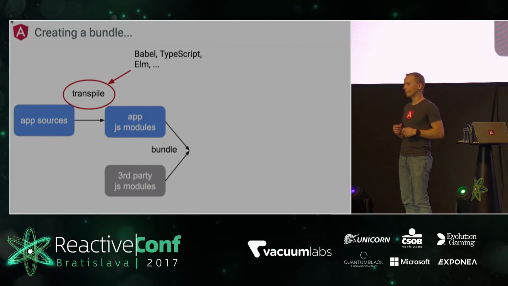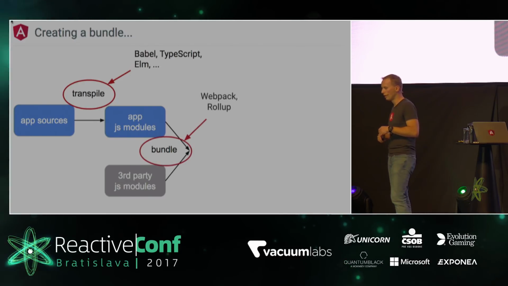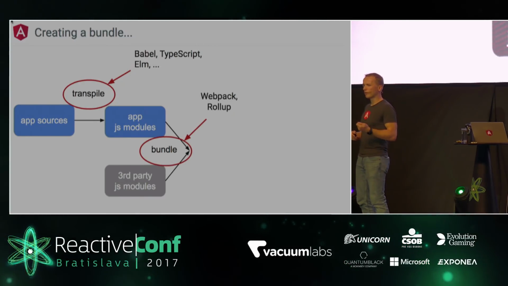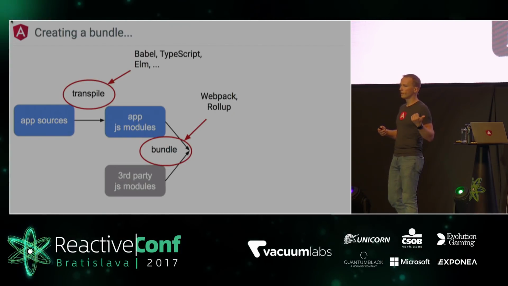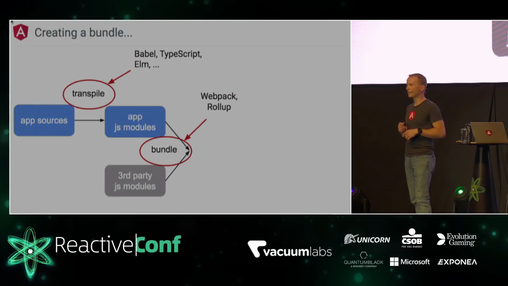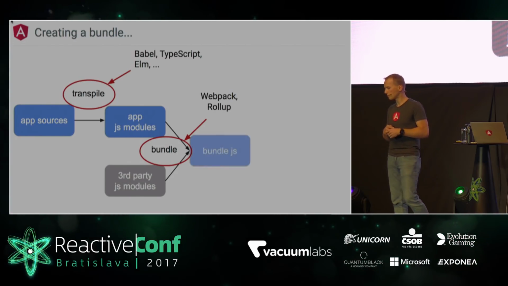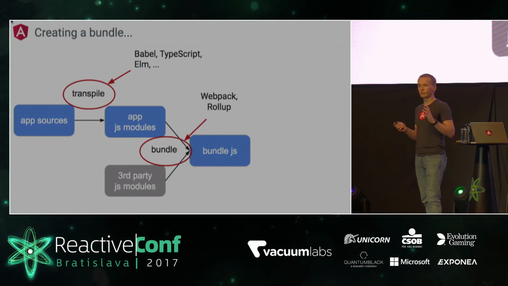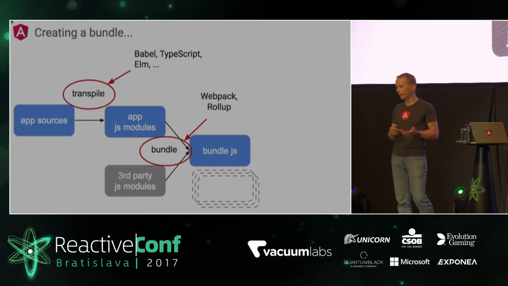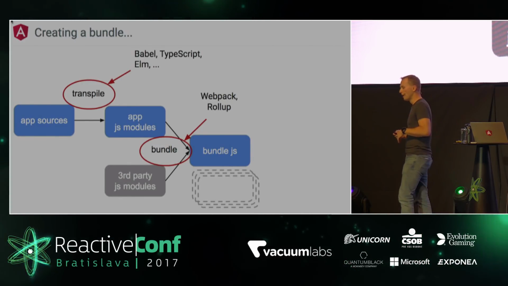And we need to take these and link them against the third-party modules, against the libraries that we're using. For this, we typically use Webpack or Rollup. I'm using Webpack because I need code splitting, and Rollup doesn't do it. So Webpack is really the only option if you're doing code splitting that you can use today. This will produce a bundle. So a bundle is a single file or multiple files, depending on your configuration, whether you're doing chunking or code splitting.